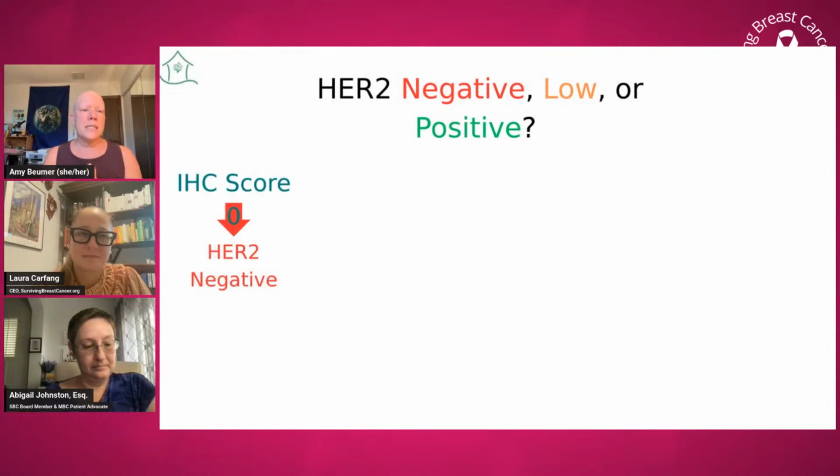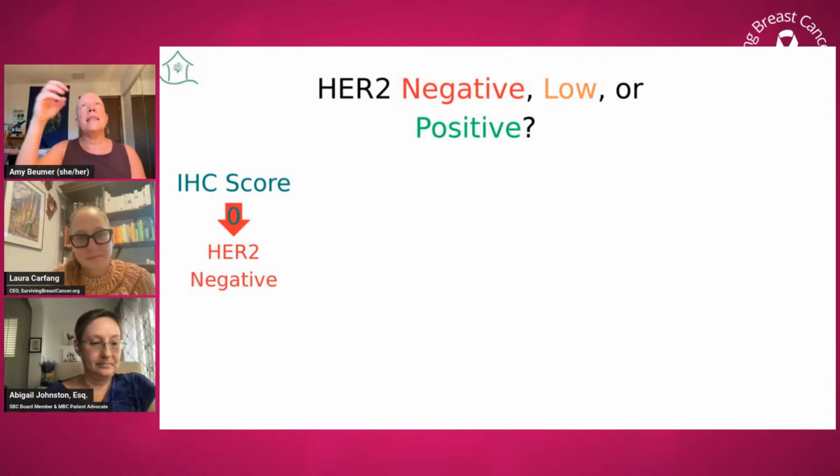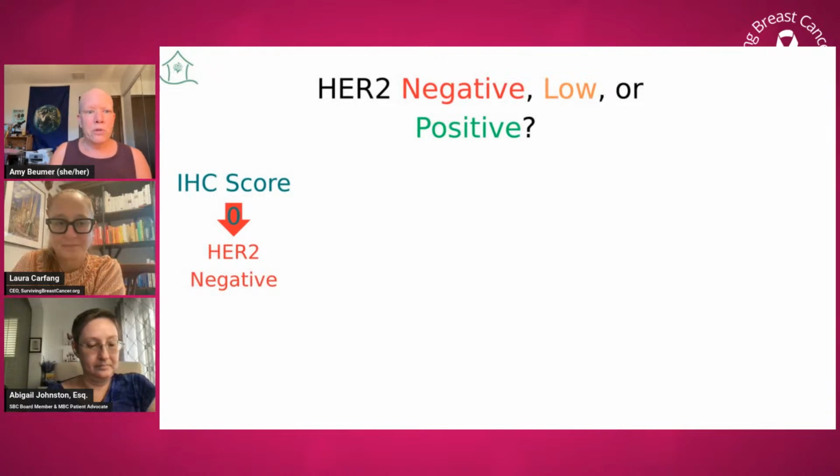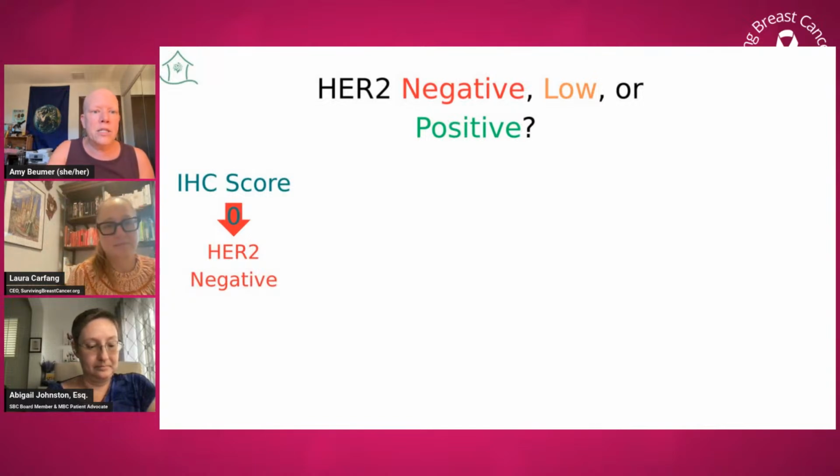What you will see is an IHC score. IHC stands for immunohistochemistry. So IHC is this whole process of staining the slides, taking the antibody and sticking it to the receptor, and then adding the brown stain, and then looking at it under the microscope. That process is just called IHC, or immunohistochemistry. On your pathology report, you should have an IHC score for HER2. If it is 0, your cancer is HER2 negative.